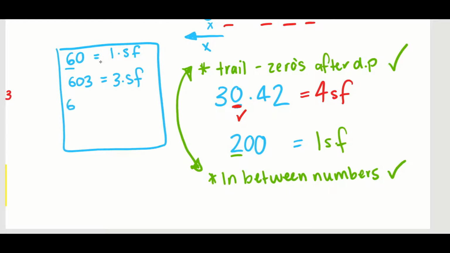What if I had 6.03? The 0 is trailing a decimal point, so it's after a decimal point. So I do count it, also 3 significant figures. If I had 6.00, still zeros after a decimal point, still count them. 0.42, interesting one. The 0 is on the end, okay? We're not counting that. It's before a decimal place. We don't count that 0.